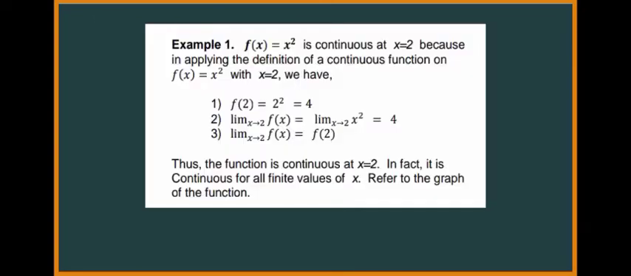Example: f of x equals x squared is continuous at x equals 2, because in applying the definition of a continuous function to f of x equals x squared with x equals 2, we have one, f of 2 exists and equals 4. And we have a discussion video about it.